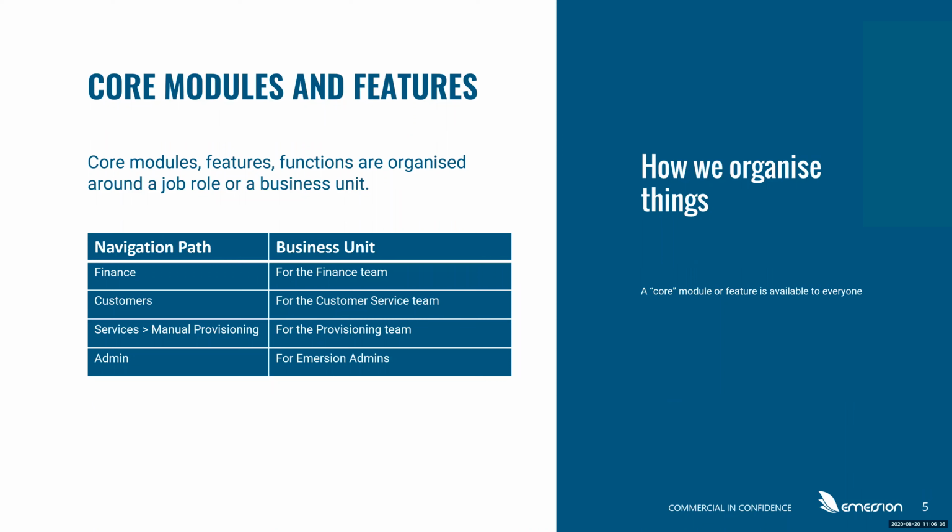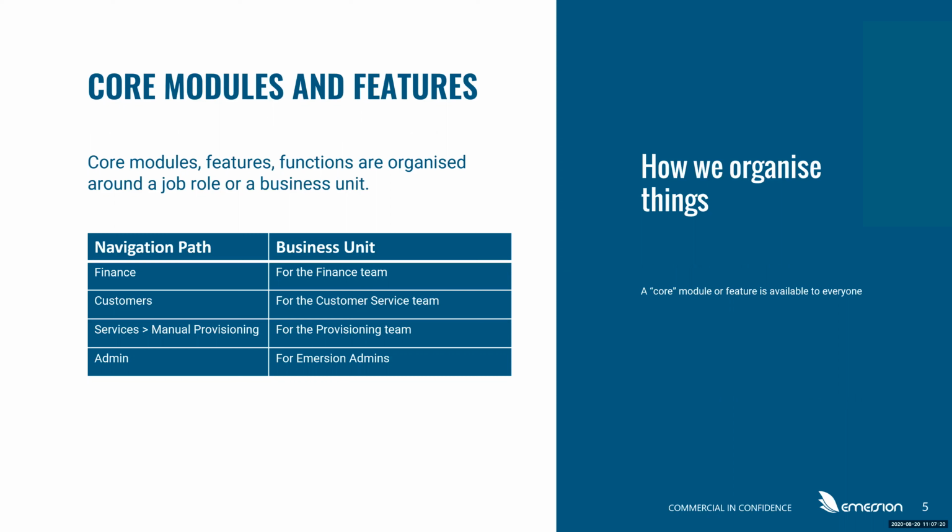The core modules came out a long time ago, so they were always thought around what kind of people and what kind of roles are working in our target market. So for the finance team, for the people looking after accounts receivable, we have an area for you. Customers was designed for the customer service teams and the people who are probably on the phones. For the provisioning team, the team processing activations, cancellations, plan changes, that sort of thing, you've got your own area too, which is under services manual provisioning. That area is specifically designed for those guys.